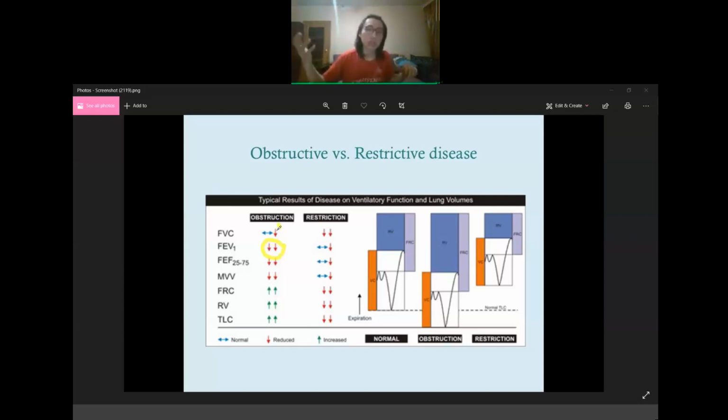But if, let's say, your FEV1 is normal but your FVC decreases, that means your Tiffeneau index will increase, which we're going to talk about a bit later in restrictive diseases. Let's just talk about obstructive diseases first. Now that we've covered FEV1 and FVC, your FEF 25 to 75 will also decrease.